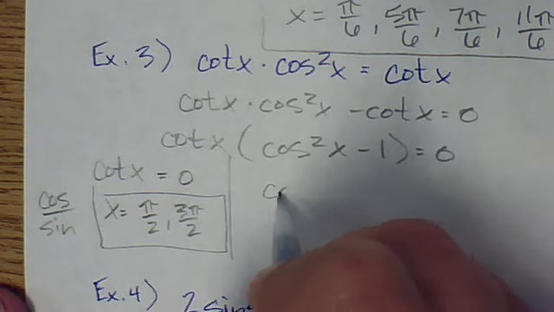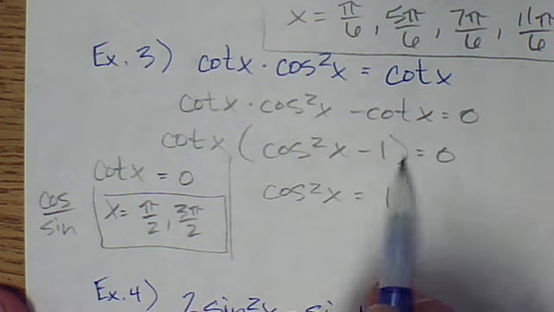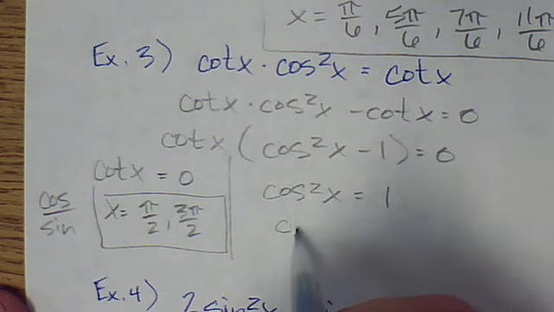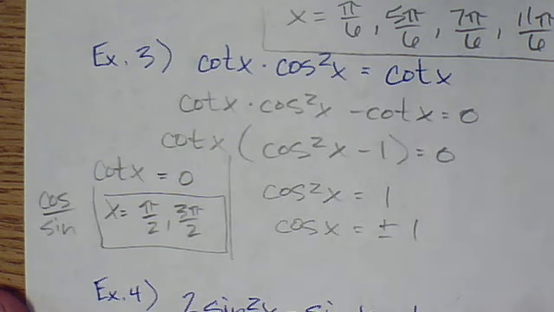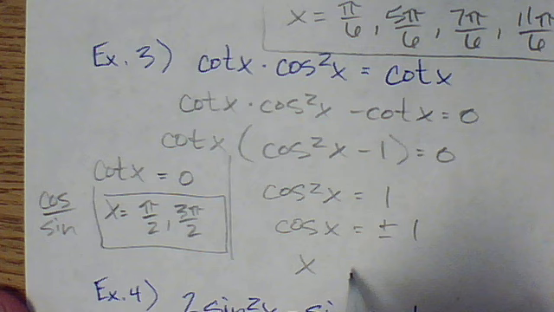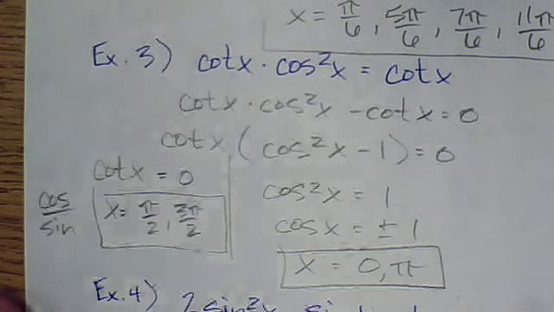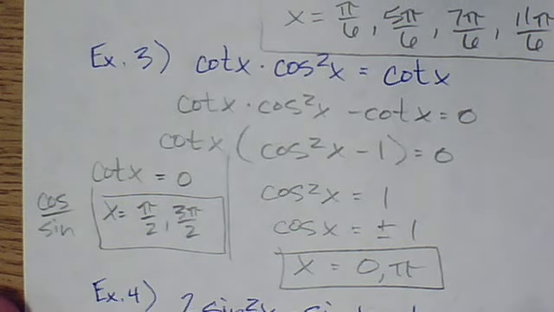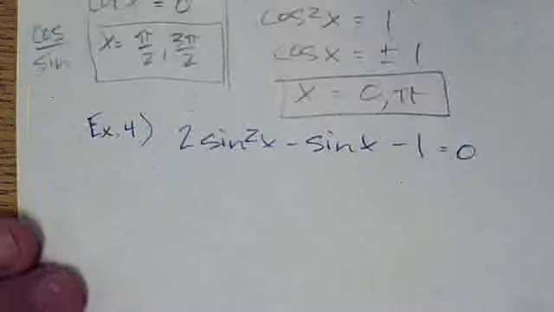And this one right here, set that equal to 0. So I'm going to add the 1, take the square root, so we're looking at 0 and pi. So 4 solutions there.